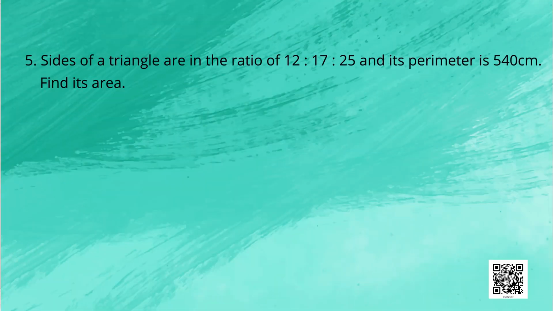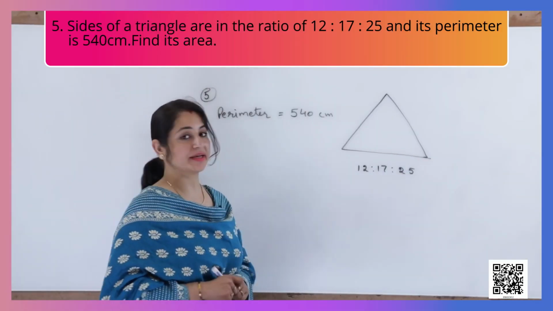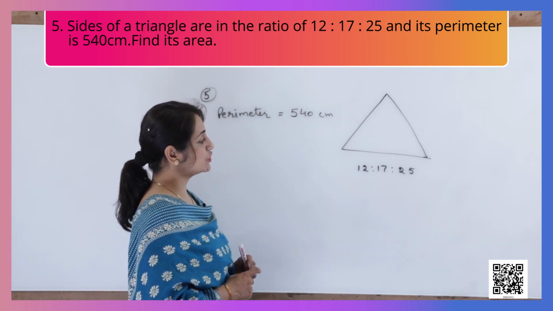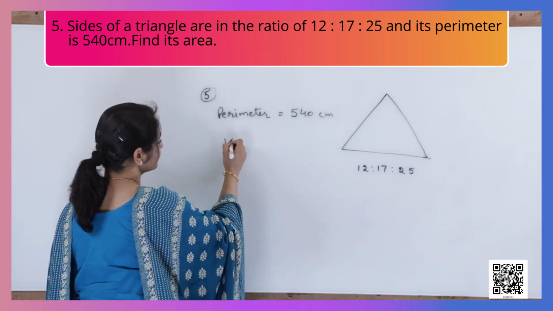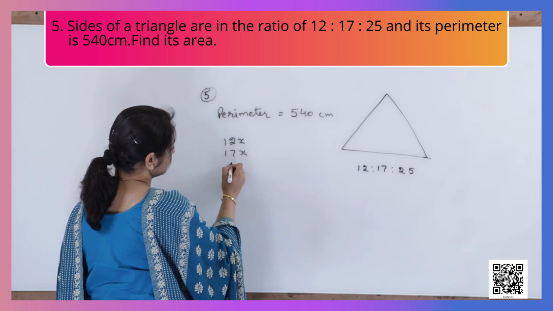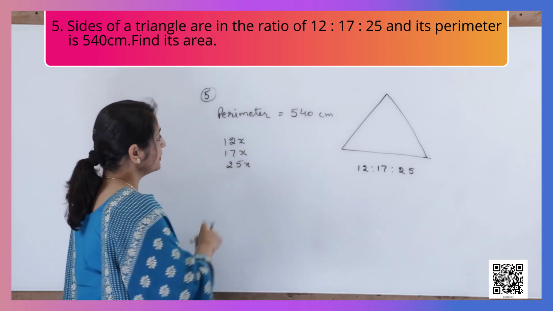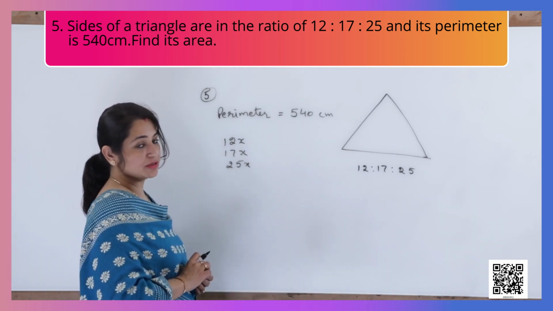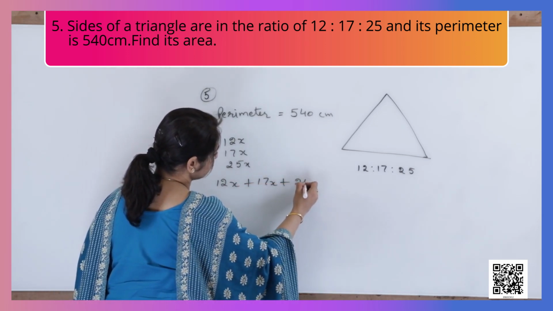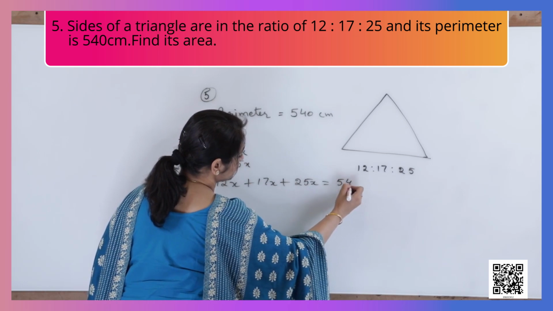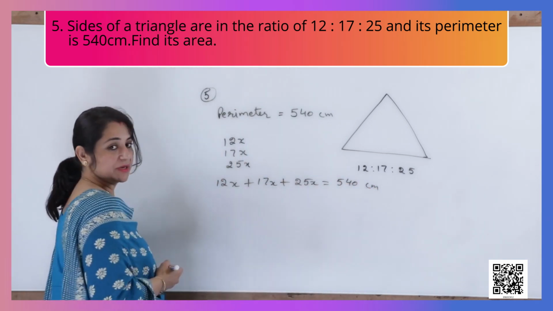Fifth question is, sides of a triangle are in the ratio of 12, 17, 25, and its perimeter is 540 centimeters. Find its area. So the ratio of the sides of this triangle is given as 12, 17, 25. Now suppose these sides are 12x, 17x and 25x. Now the perimeter of the triangle is given, 540 centimeters. So 12x plus 17x plus 25x will be equal to 540 centimeters, because that's the perimeter.